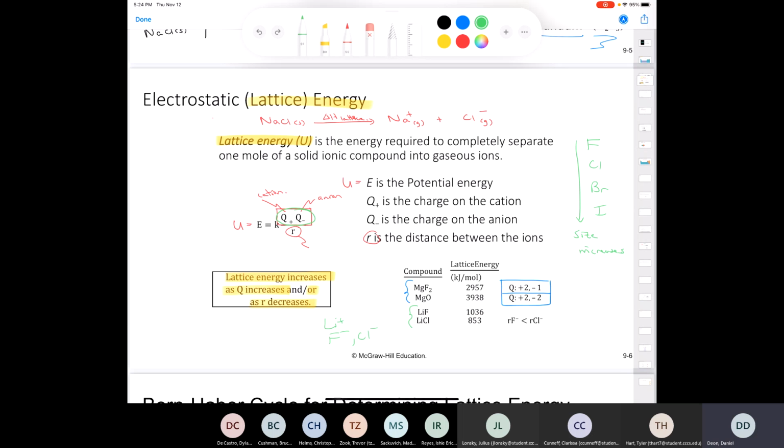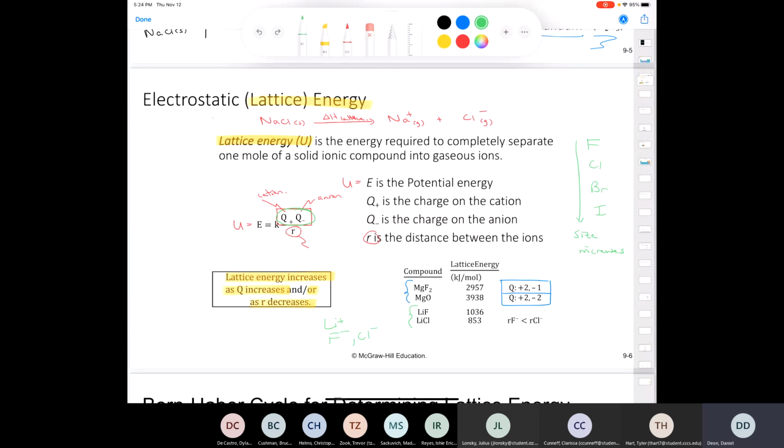Give me a thumbs up if those two concepts make sense to you. Lattice energy is proportional to the product of charges divided by the distance between the ions, or R.